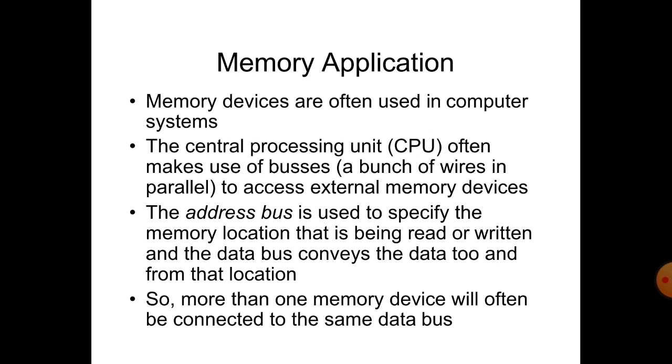Now, applications of memory. Memory devices are often used in computer systems. The central processing unit often makes use of buses, a bunch of wires in parallel, to access external memory devices. The address bus is used to specify the memory location that is being read or written, and the data bus conveys the data to and from that location. More than one memory device will often be connected to the same data bus.